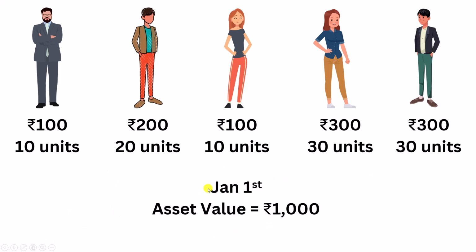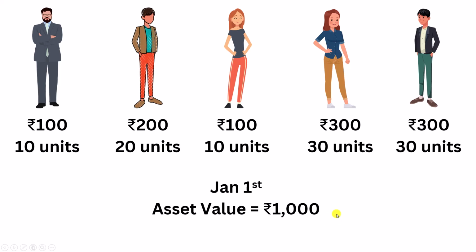Now, this is as of January 1st. Let us say that as of January 1st, these are all the money that people have put into the mutual fund, and the fund value is 1000 rupees, or the asset value is 1000 rupees, or the mutual fund value is 1000 rupees. Okay. Now, you know that the fund value keeps on varying. What do they do with this 1000 rupees? They invest it in various assets like stocks, bonds, or commodities.